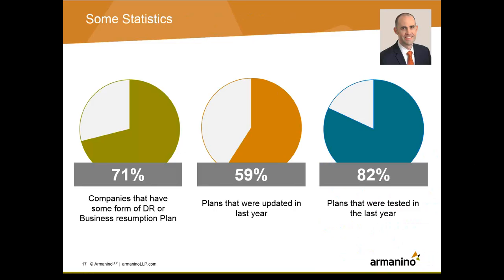A recent study showed that 71% of companies have some form of disaster recovery or business continuity plan, which is great to see. About three-quarters of companies out there have something. The middle statistic here, 59%, indicated it was last updated within the last year. And the last one, 82%, were tested in the last year.